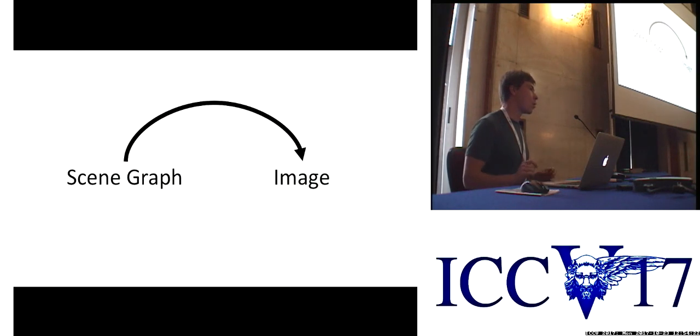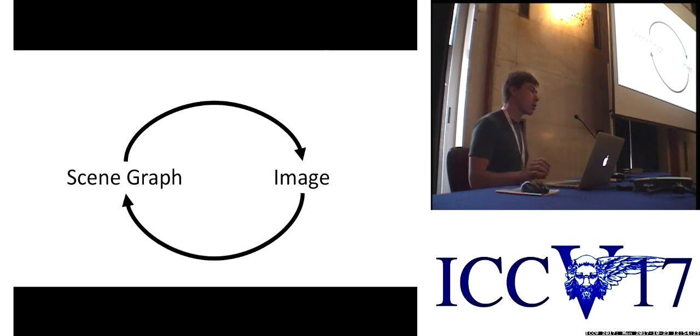So now we've seen that one interesting use for scene graphs is to start with a scene graph and use it to retrieve an image. But we can actually go the other way around as well and start with an image and then try to produce a scene graph that describes that image.